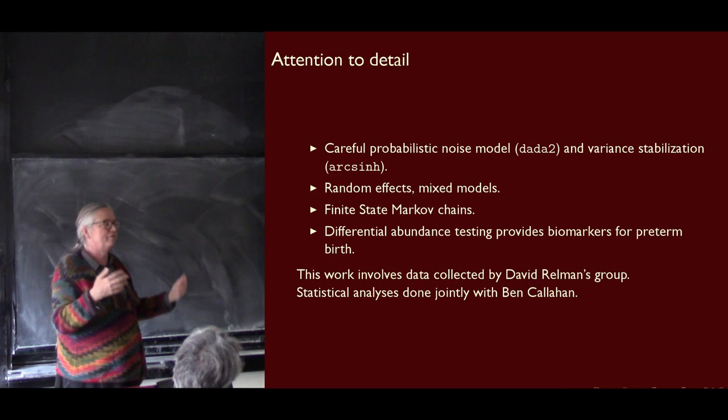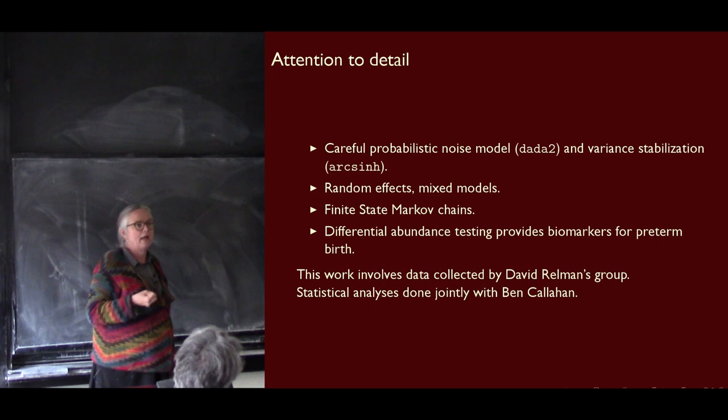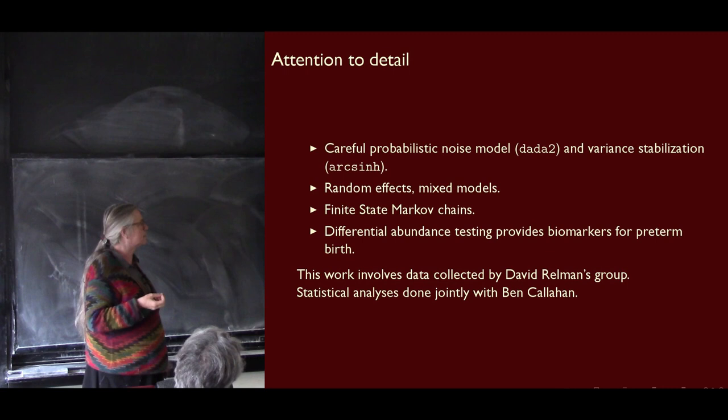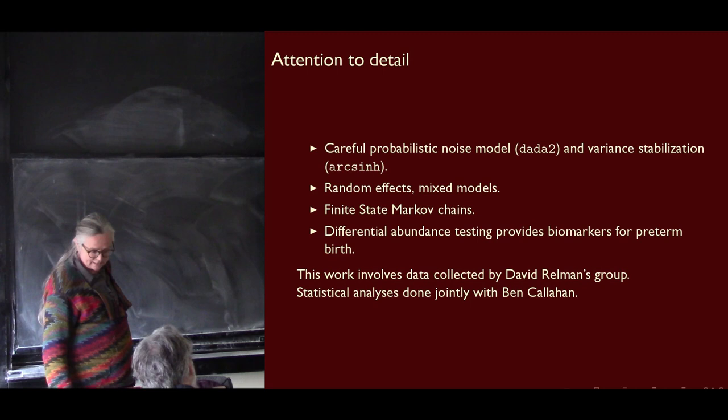What we want to do is try to look at differential abundance between two groups, the groups who deliver preterm and the groups who deliver at term, and try to find out if there are differences in the microbial communities, and in particular, are there any particular ones or biomarkers that we could... So this is done with David Relman and my postdoc at the time, Ben Callahan.